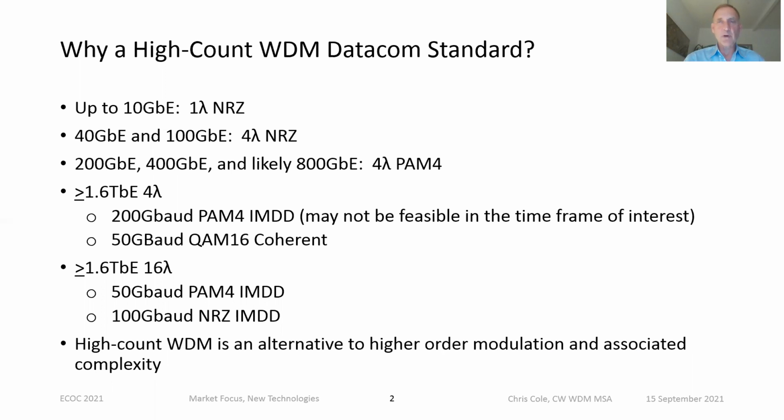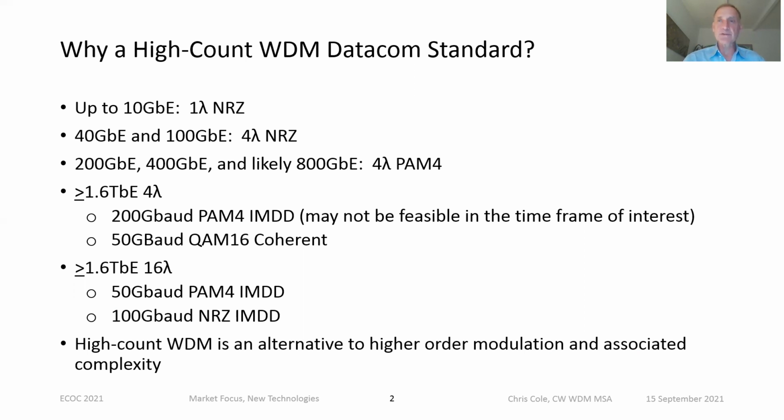four wavelength PAM4. If we go beyond that and insist on a four wavelength paradigm, let's say because the end users like CW-WDM 4, if we choose to use IMDD PAM4, we have to go to a 200 gigabaud rate, which may not be feasible in the time frame of interest of 1.6 tera transceivers. Alternately, we could move to coherent, which a number of people are advocating, and that certainly is feasible, although in terms of cost, size, and power, I think there's some serious questions whether that would work in the data center.